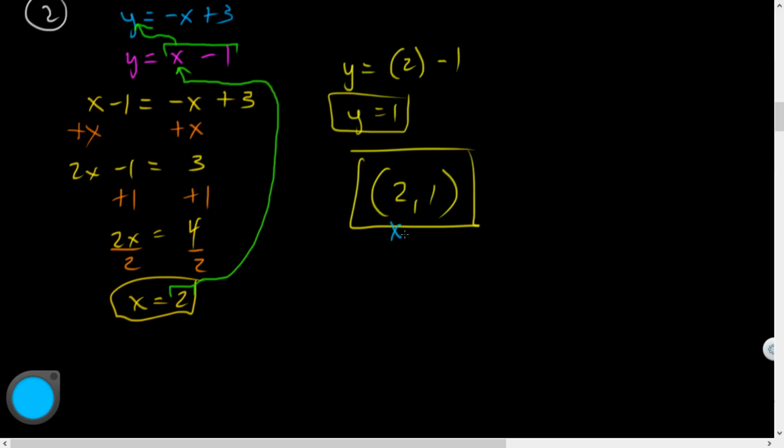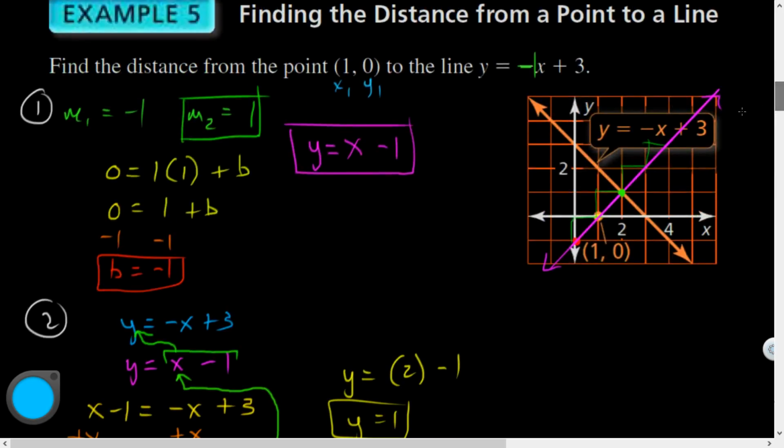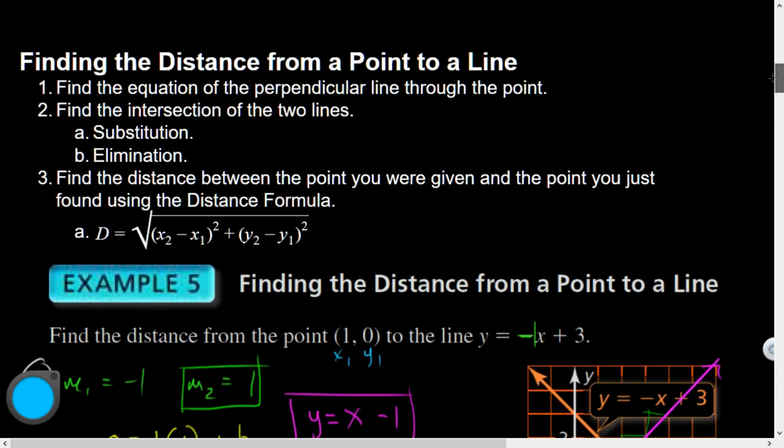So this is going to be my second point. I'll call that (x2, y2). My first point I think I called (x1, y1). And now what do you guys think I could do for step 3? Use the distance formula. I'm trying to find the distance from this point to the line. I like it. So using these two points, find the distance. Distance formula.